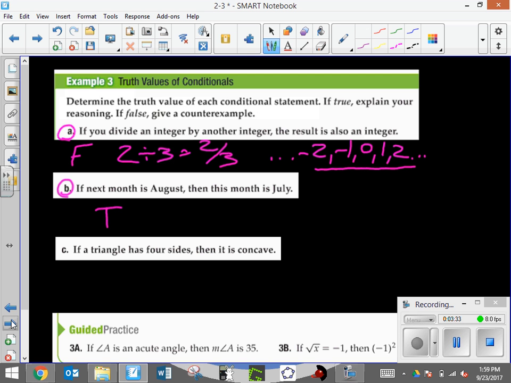And then finally, letter C. If a triangle has 4 sides, then it is concave. Okay, this goes back to the previous slide. If our hypothesis is false, then our conditional is true. A triangle does not have 4 sides. It has 3 sides, which means that our hypothesis is false. Since our hypothesis is false, our conditional is true. We cannot determine its truth value, so we're going to say that it is true.